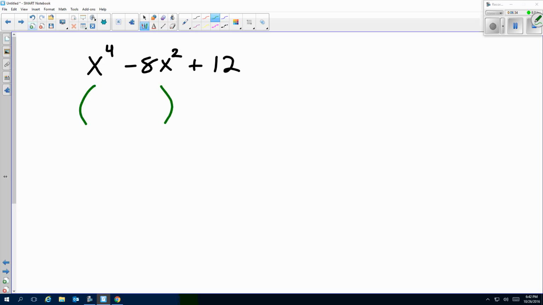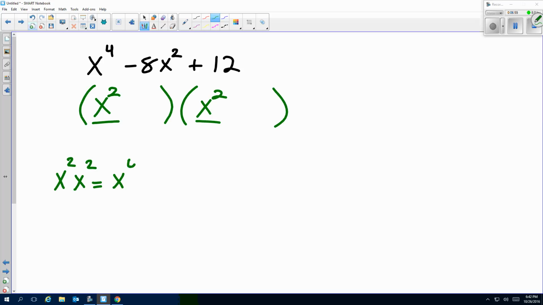I broke these into two binomial terms. And I'm used to saying x times x equals x squared. Well, then what times what equals x to the 4th? X squared times x squared. So if I take x squared times x squared and I multiply them together, what am I going to get? Well, x squared times x squared equals x to the 4th. This is exactly what I want.